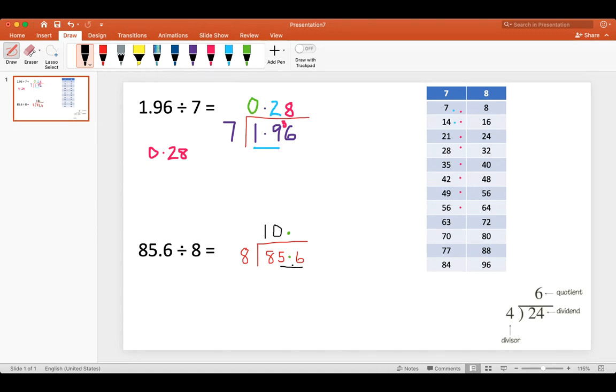So how many groups of 8 can I make out of 56? 1, 2, 3, 4, 5, 6, 7. I can make 7 whole groups. And that's the end of the calculation. So 85.6 divided by 8 gives me 10.7 as my answer.